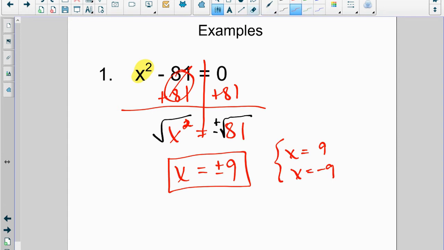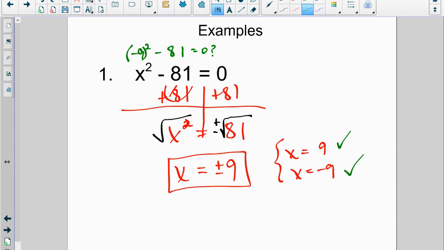So let's check that. Let's see if that actually works in our equation. x squared minus 81 equals 0. Let's think about this. If x equals 9, does 9 squared minus 81 equal 0? Well, 9 squared is 81, and 81 minus 81 certainly would equal 0. So that solution checks. Now, what if x is -9? Well, let's see. -9 squared, that means -9 times -9. That's still 81. And 81 minus 81 is 0.